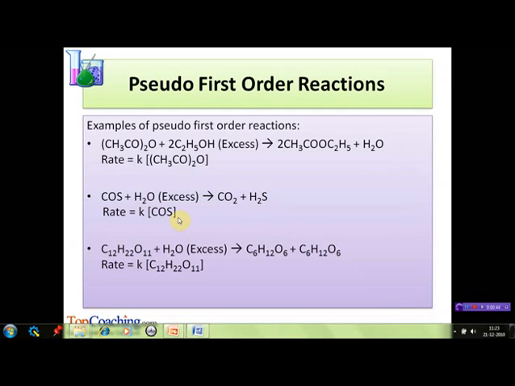The next example is the hydrolysis of sucrose to form glucose and fructose. Water is present in large quantity, therefore the rate of reaction will depend only on the concentration of sucrose, making it a pseudo first order reaction.